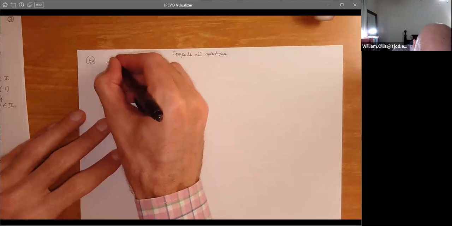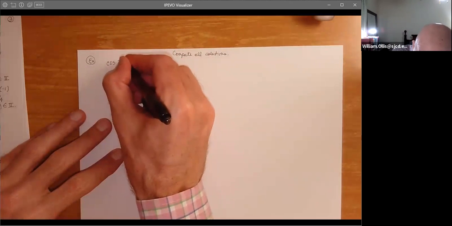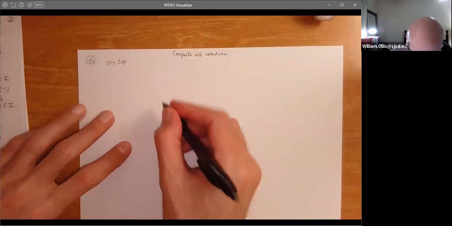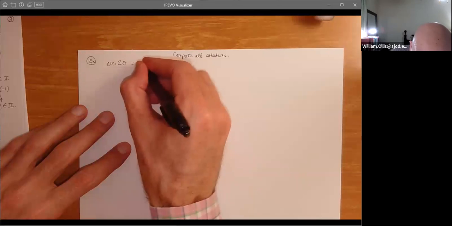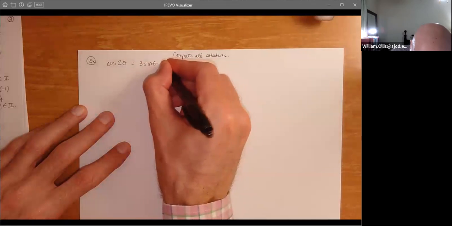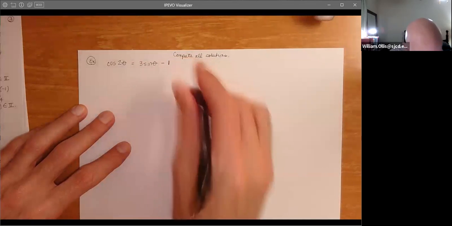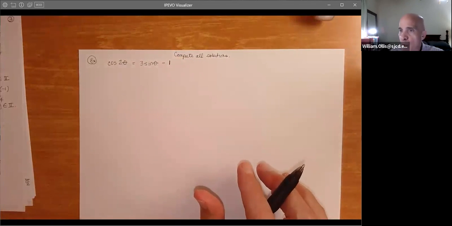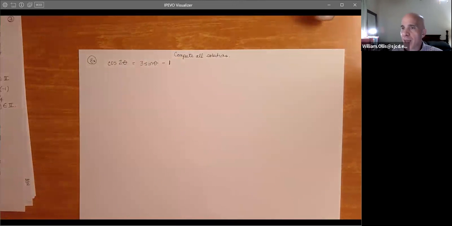So we have cosine of 2 theta. That's cosine of the double angle, right? Equals 3 sine theta minus 1. Now, I did the lemma on the last problem to get you primed for that, to use the lemma, make sure that the A, B and the phi terminate in the same quadrant, use Professor Ron's lemma.